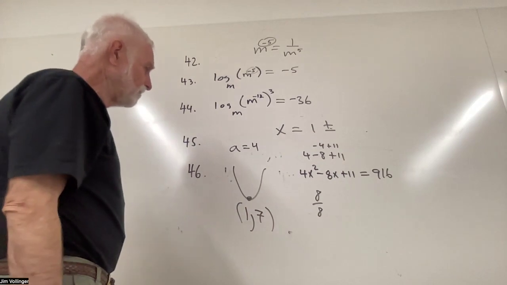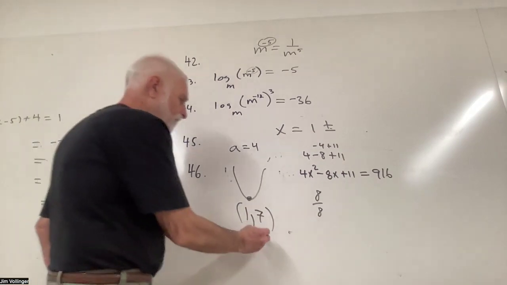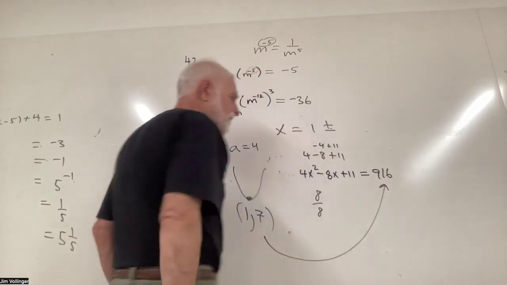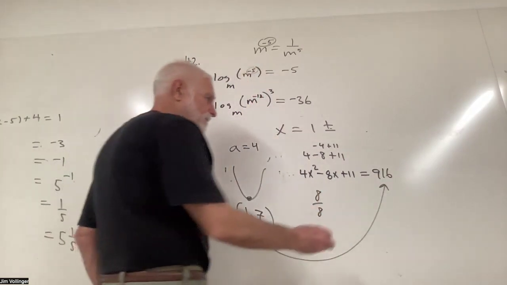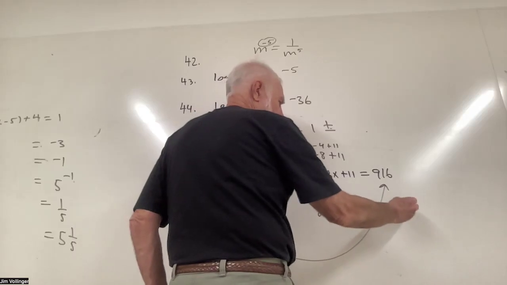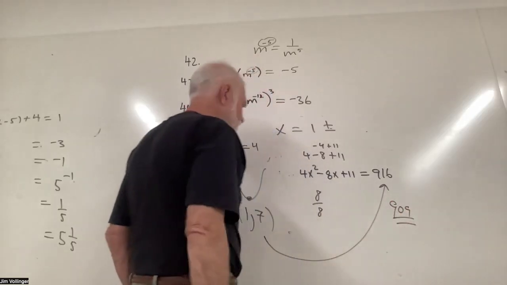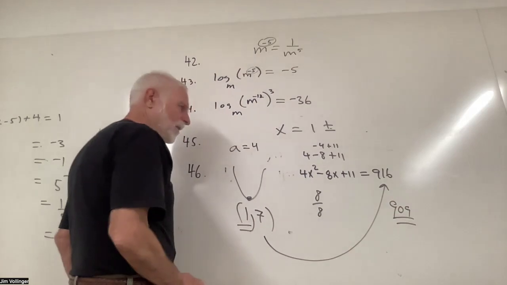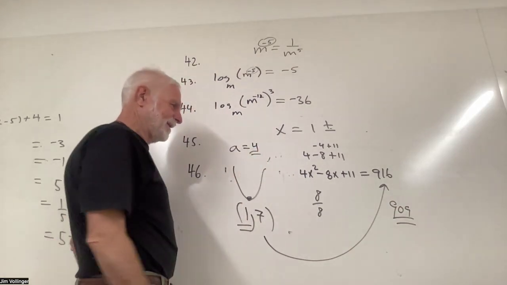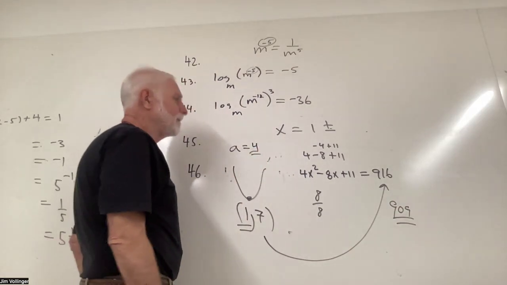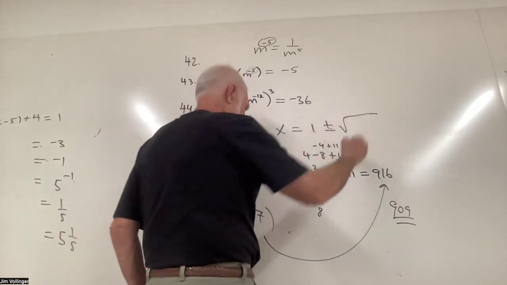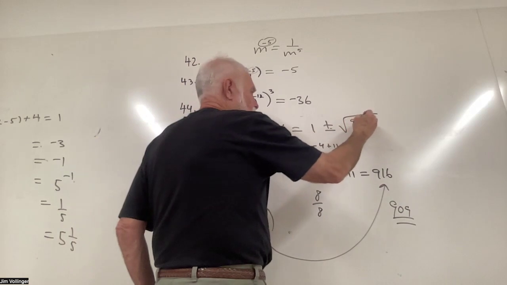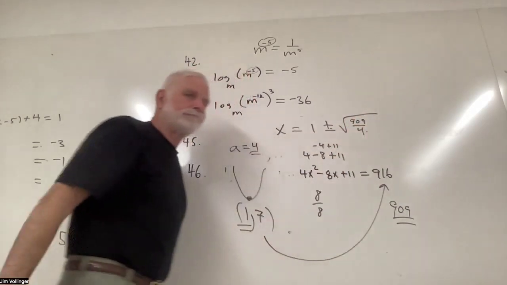Okay, so I can figure out how far it is from 7 to 916. That's what I really need to know. How far is it from 7 to 916? It looks like it's 909. That's the number I need. So my answer should be 1 plus or minus the square root of 909 over 4.